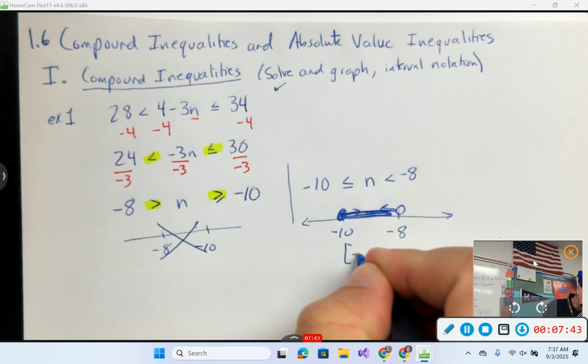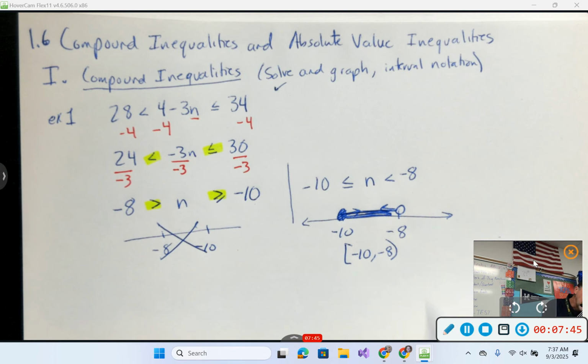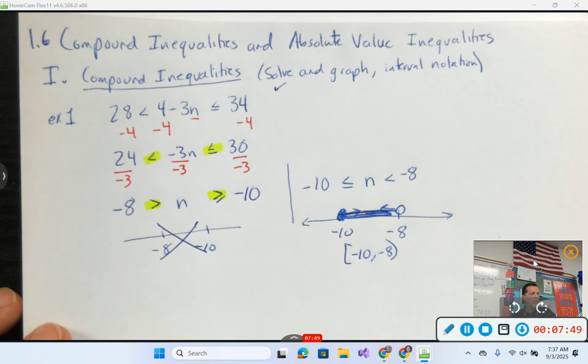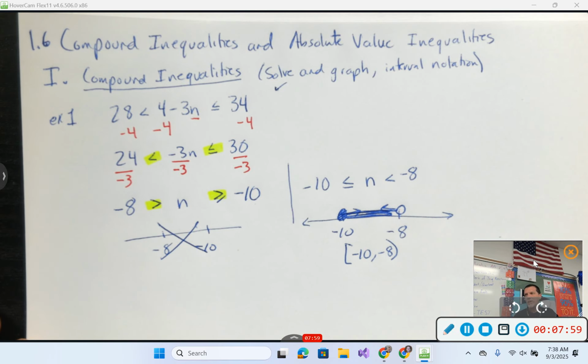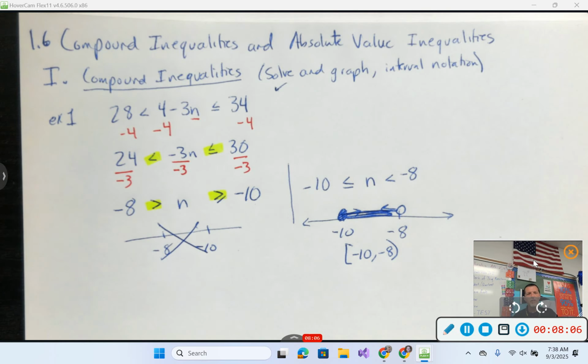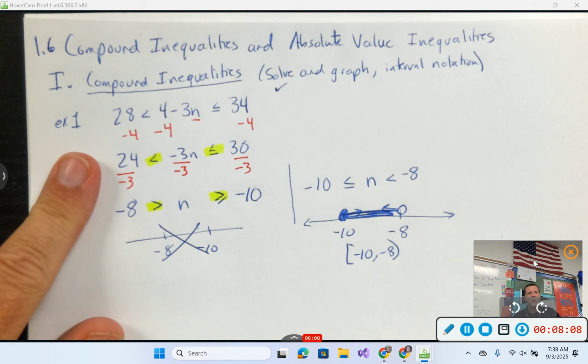Interval notation, negative 10 to negative 8. Okay, hopefully that's not too bad. The only thing new is instead of 2 sides to the inequality, there's 3 sides to the inequality. But all the other rules are the same. So that's not too much of an extension to what we've already done. In fact, you may have done these in Algebra 1.